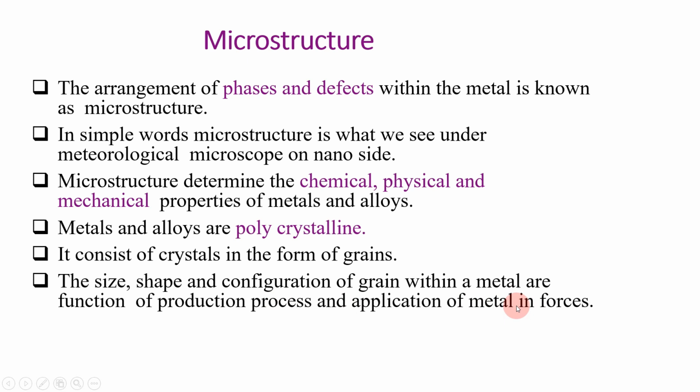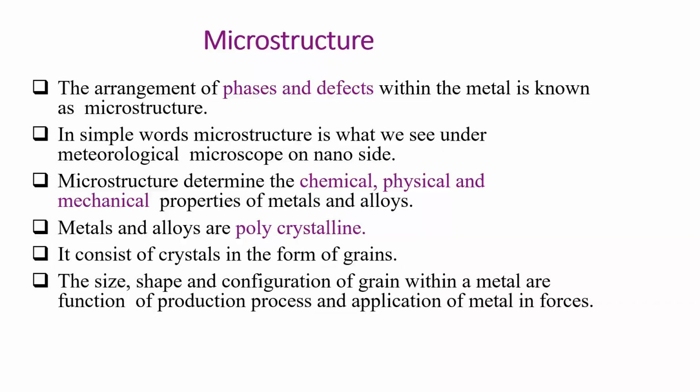Which kind of production process can machine your material largely depends on your microstructure and the application of the metal in force. If you understood that, microstructure means what? It is the arrangement of phases and defects within the metal. And one other simple definition is, microstructure is what we see under the microscope.